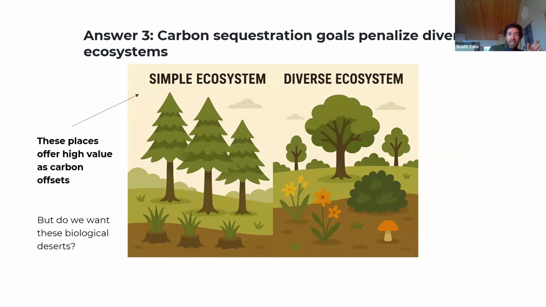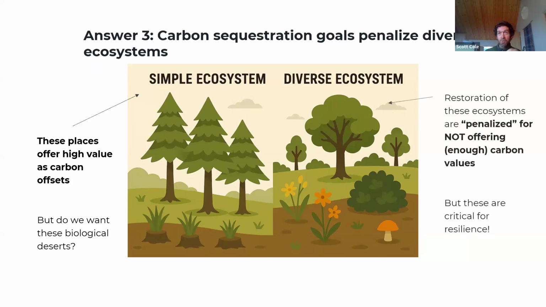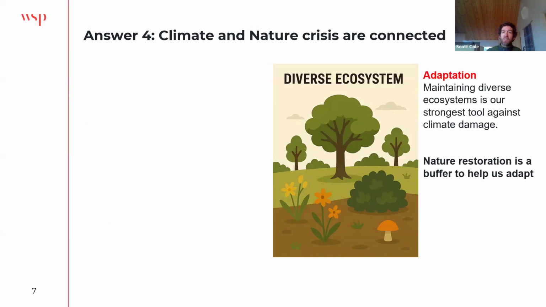Another answer is if you're looking at the carbon sequestration goals, which a lot of companies and global frameworks have, they tend to place very high value on very simple ecosystems, ones that are good at eating up carbon really, really fast. But we may not necessarily want these types of biological deserts. We should be more interested in restoring more diverse ecosystems. But restoration of those types often is penalized for not offering enough carbon, yet they're very important for resilience. So it's another reason to think a little bit broader in terms of a nature strategy. Another reason, the obvious reason, is that these are connected, and you've surely heard people say this.